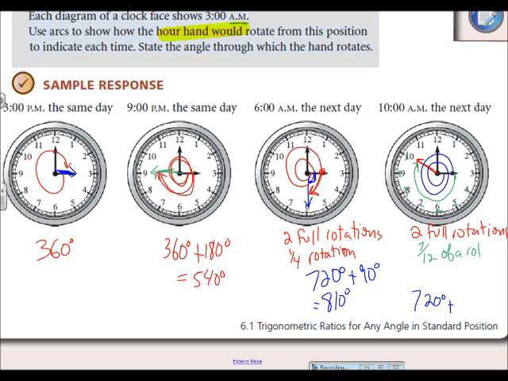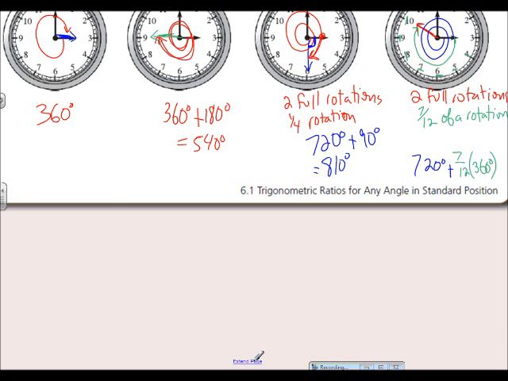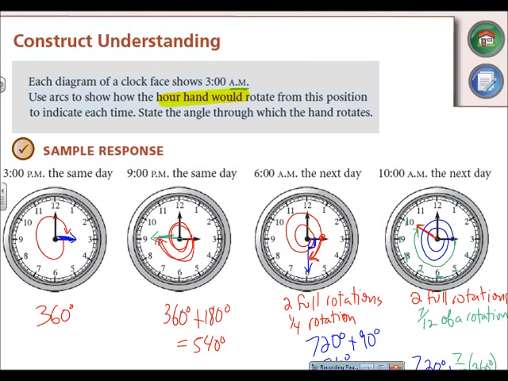A full rotation is 360. So we're looking at 7/12 of 360 degrees. So 720 plus 7/12 of 360 gives us 720 plus 210, or 930 degrees.